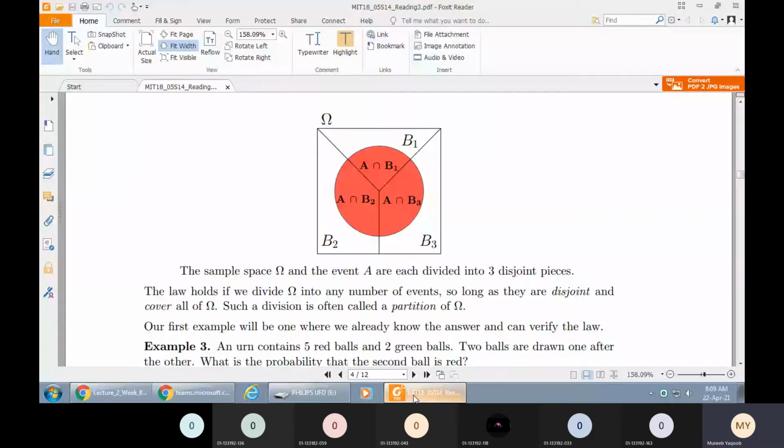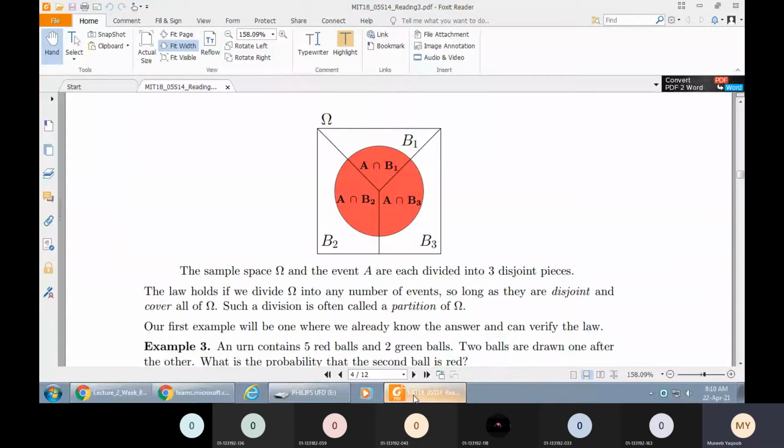Now, if we want to calculate probability of this event A, what we will do, we will calculate three intersection probabilities. That is, we will calculate probability of A intersection B1, then probability of A intersection B2, and afterwards probability of A intersection B3. Now, the sum of these three probabilities will give us the probability of circle A, that is event A.